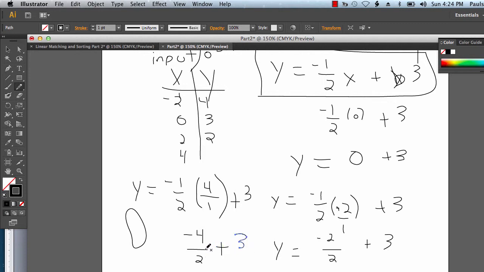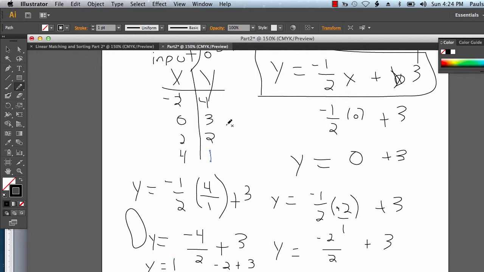Okay, so negative 4 over 2, that's equal to y, is a negative 2, because you divide 2 into 4 and the negative stays. So you have negative 2 plus 3, and that is, find the difference, which is 1, and it's positive because the larger number is 3, so you have y equal 1.